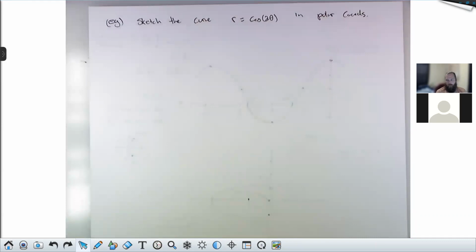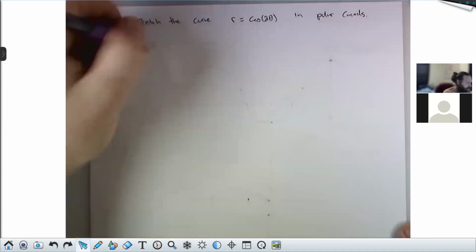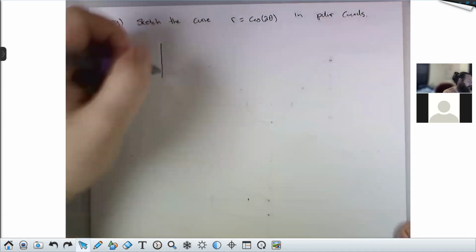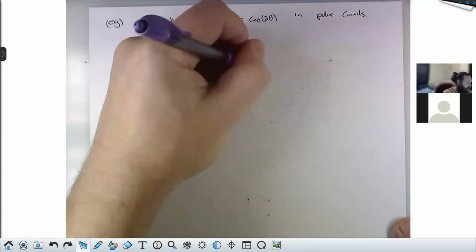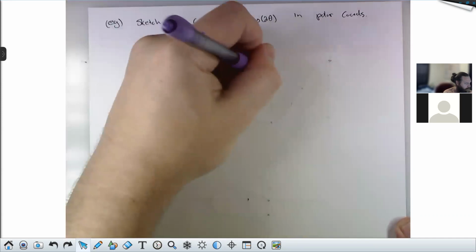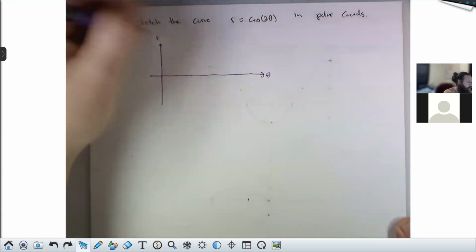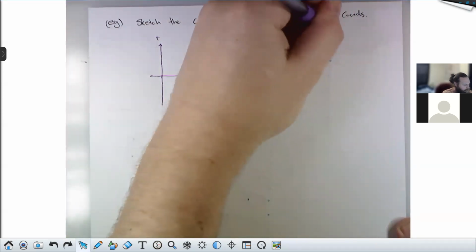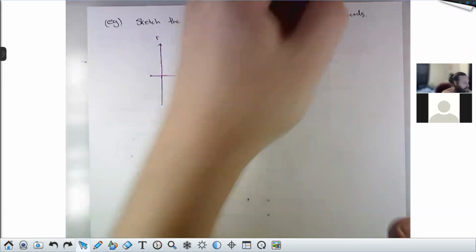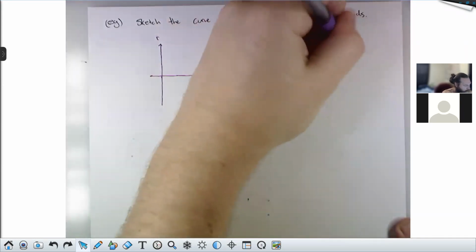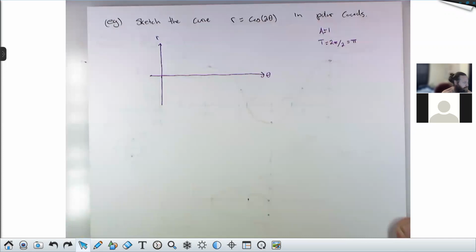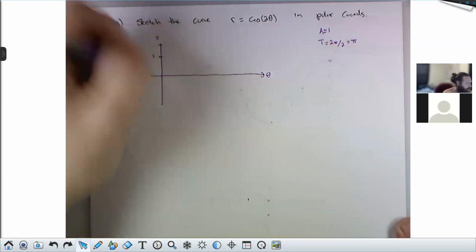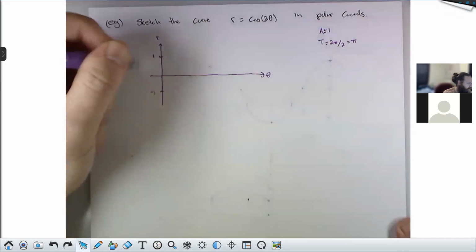So I want to sketch the curve r equals cosine 2 theta in polar coordinates. As we've been saying, first sketch it in rectangular coordinates. So here's theta, here's r. The amplitude here is 1. The period here is 2 pi divided by 2, which is just pi. Right? 2 pi divided by whatever this number is. There are no shifts. So I'll mark this as 1, this as negative 1.